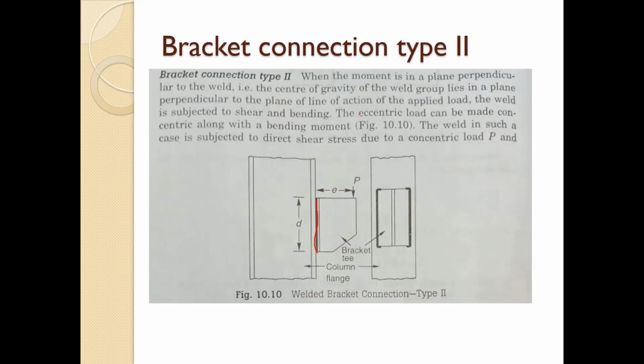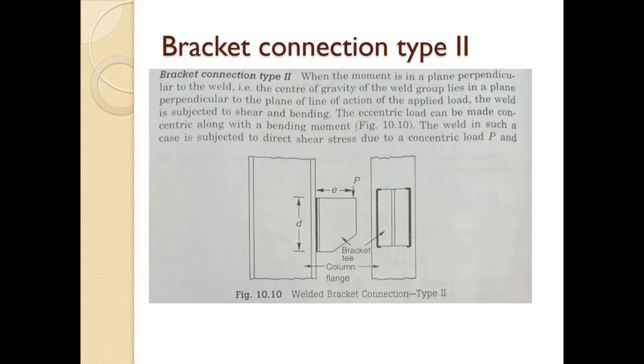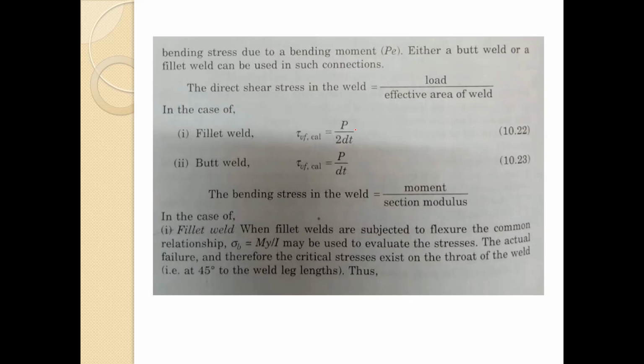So when we are making this eccentric load concentric with the bending moment, first the weld in such a case is subjected to direct shear. So here the shear is there because the resisting force is in this direction and the P is in this direction. So obviously there is a shear. And bending stress due to bending moment.